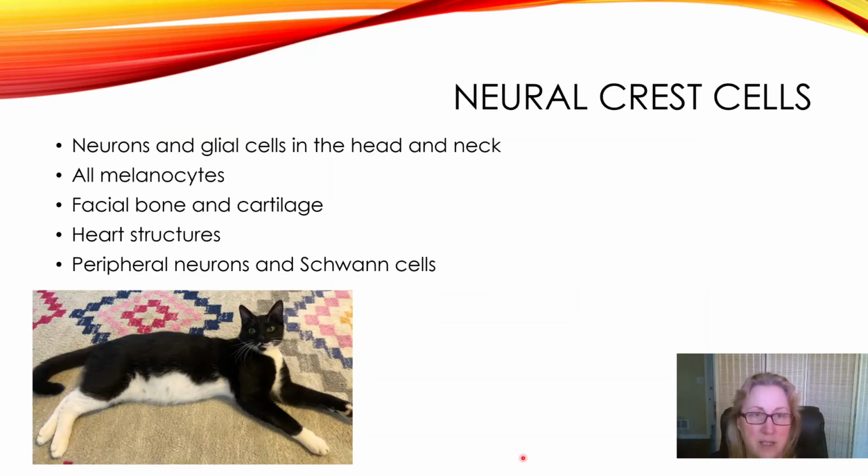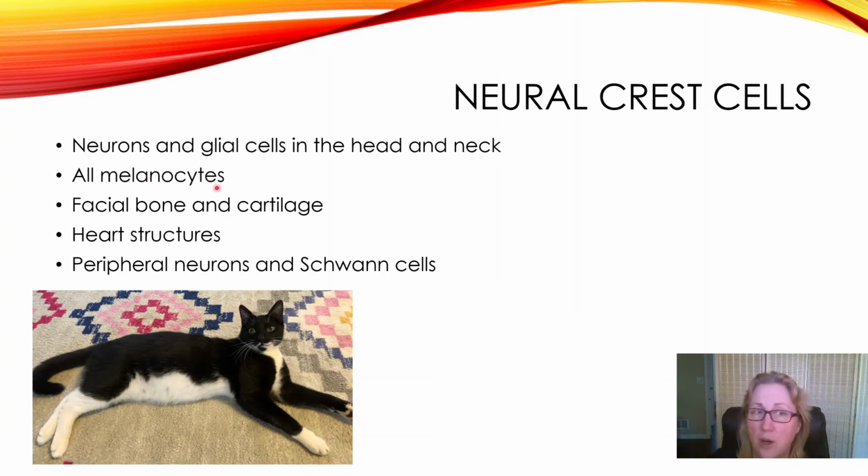So neural crest cells form, besides neurons and glial cells, as we'll see when we get to the neurons chapter, glial cells are the support cells of the neurons. The neurons produce a lot of waste products that they can't get rid of, and that's one of the things that glial cells help with.